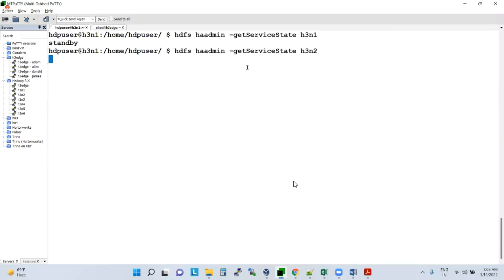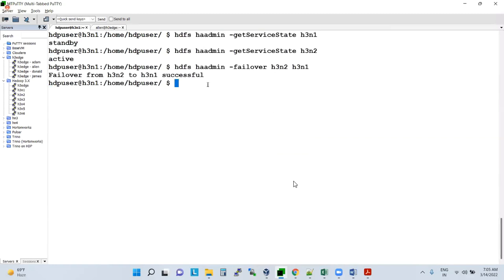Now you see, the standby is active. So what is the command we used here? Failover. Failover from where to where? From S3N2 to S3N1.